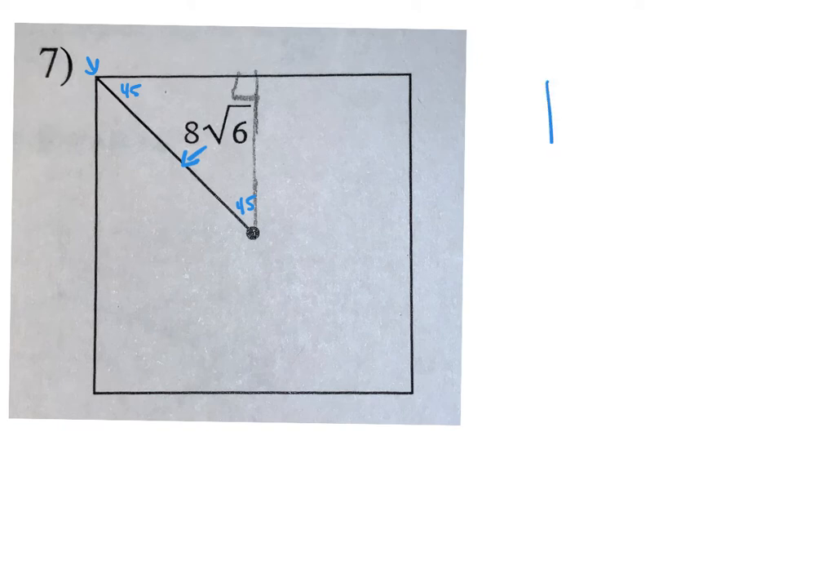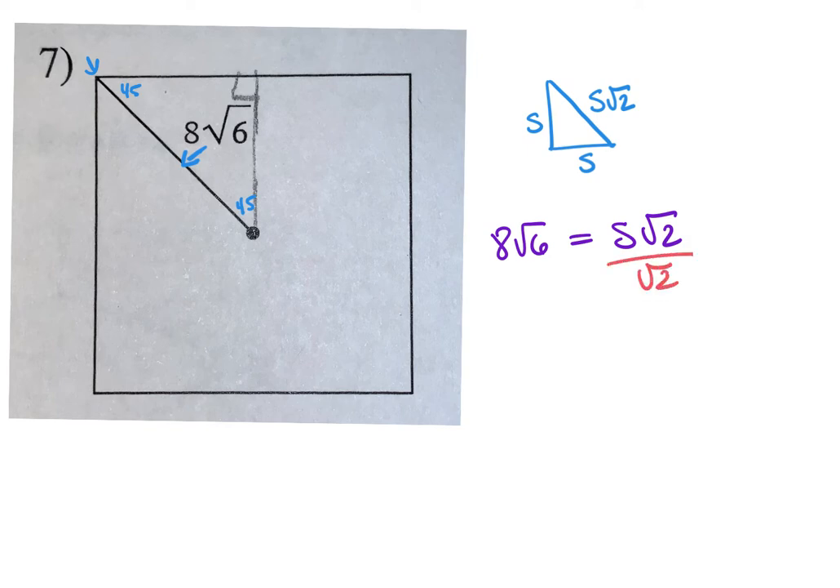Now remember, on a 45, 45, 90 triangle, these side lengths are the same, and the hypotenuse is side times the square root of 2. So that means my hypotenuse, which is 8 square root of 6, equals my side length that I'm trying to figure out, times square root of 2. So how do I solve for my side length? Well, I divide both sides by the square root of 2. Now, this is why we did this yesterday. If I have a root over a root, I can reduce them. I can reduce what's inside, and I can reduce what's outside. I just can't reduce from outside to inside.